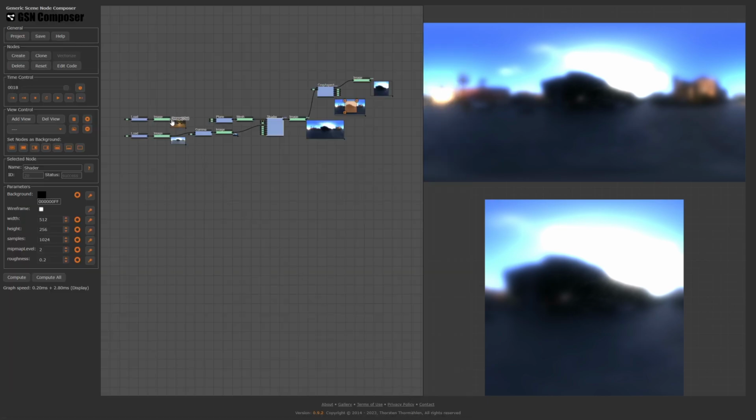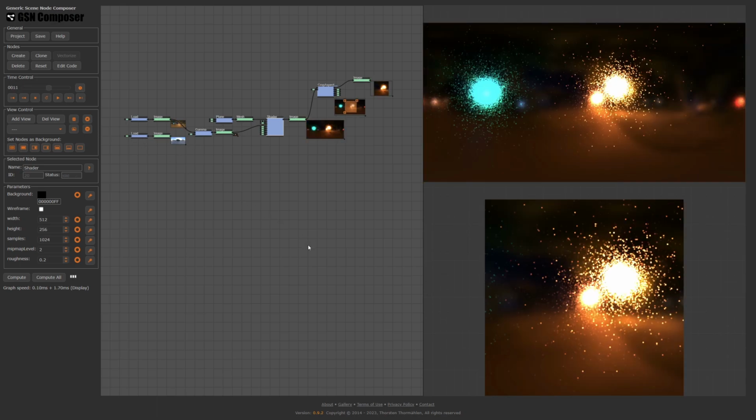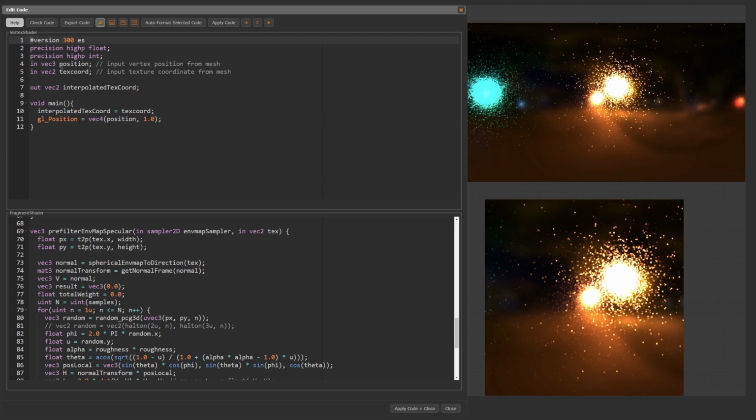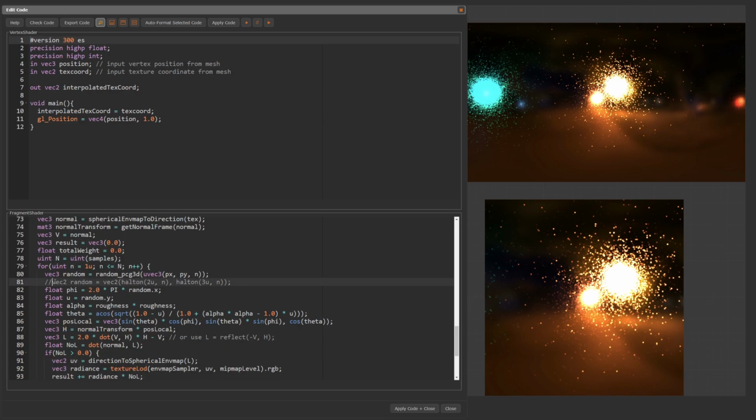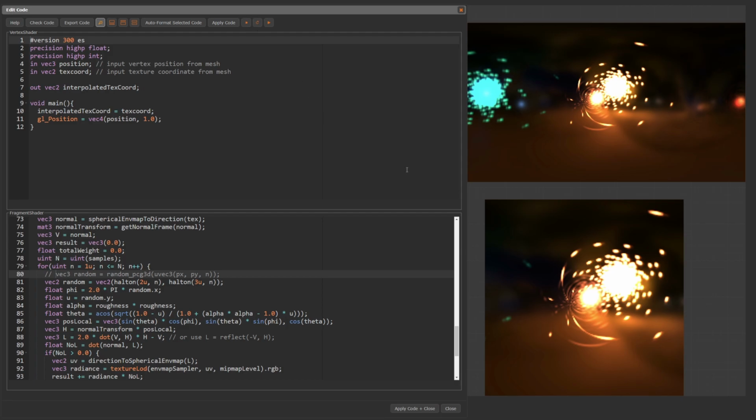Let's change the input to a more difficult example with small bright light sources. This is the result of the random sampling. This is the result of the Halton sequence. Again, the noise is reduced, but we get strong aliasing instead. At the location of the bright light sources, the incoming radiance changes quickly, so there are high frequencies in the input, and these produce the aliasing artifacts in our output.